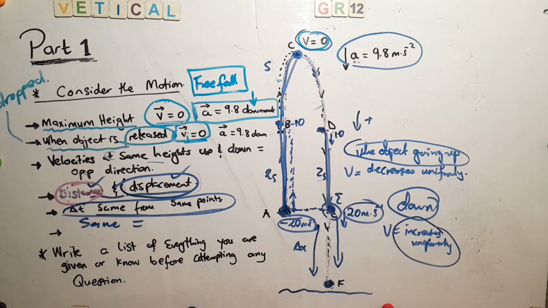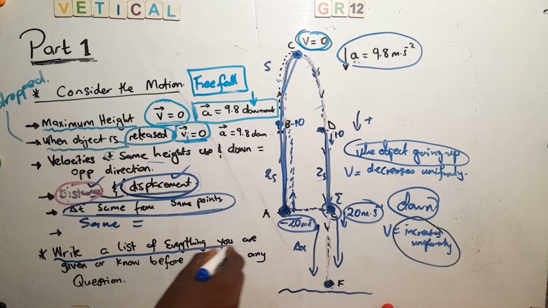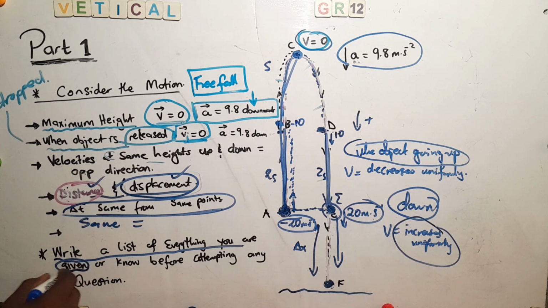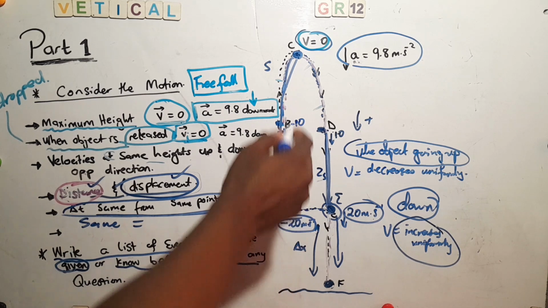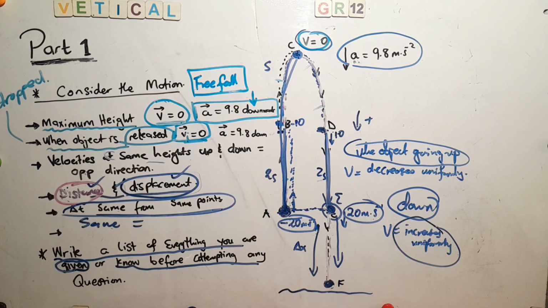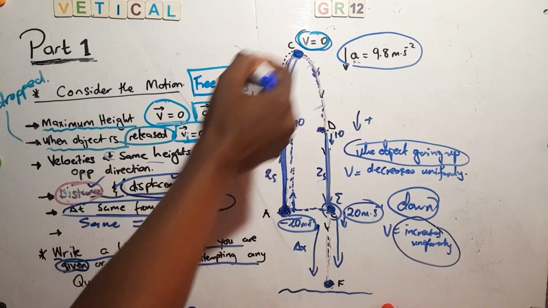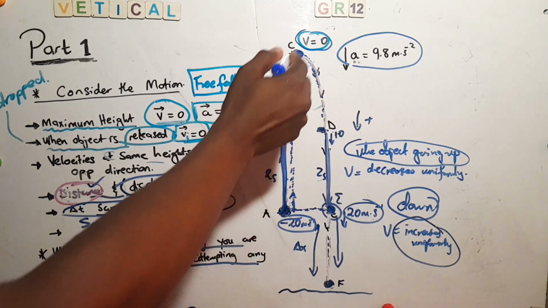So before you tackle any of these problems of vertical projectile, I'll advise you to write a list of everything that you are given, because sometimes they give you like at this instant the velocity is this much and it takes this much time to get to this position. Just write everything down. In addition to that, also write everything that you know or that you can conclude from what you're given. Just like if they say this ball moved from A to C, right? So we know that C is at its maximum height. So you can also conclude that at C, velocity is 0.